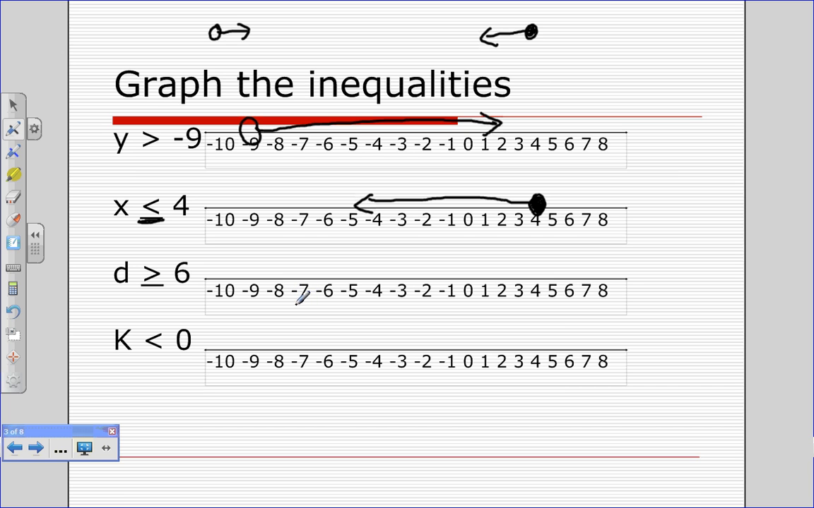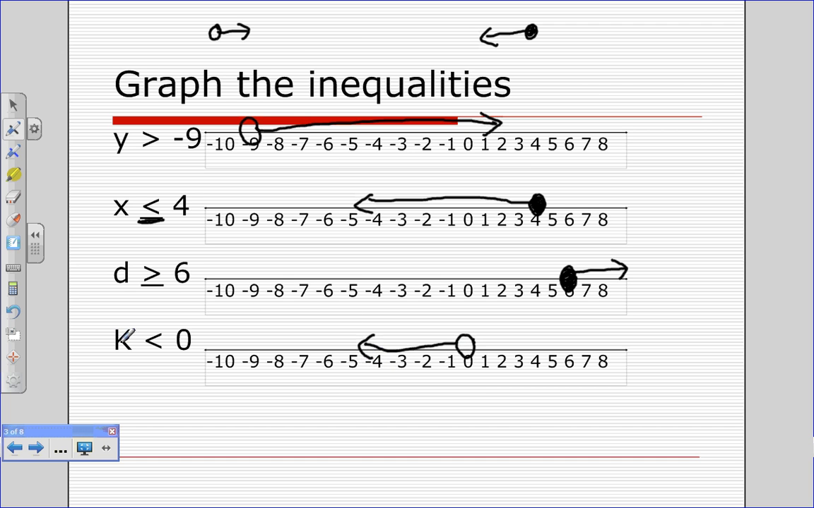The next one says D is greater than or equal to 6. So we find our 6, show that it's any number greater than it, and then also for the equal, we have to shade in the dot showing it can be equal to 6. Last one, it says K is less than 0. So we find our 0 on the number line, circle it, and then go to the left, showing it can be any number that is less than 0.